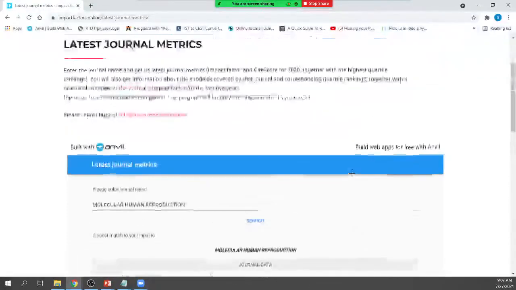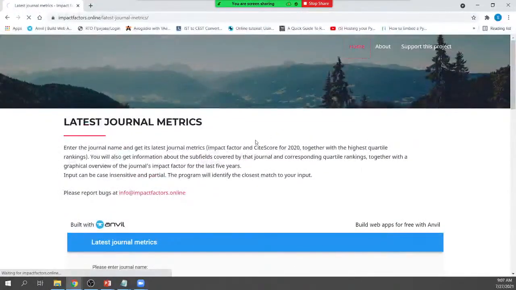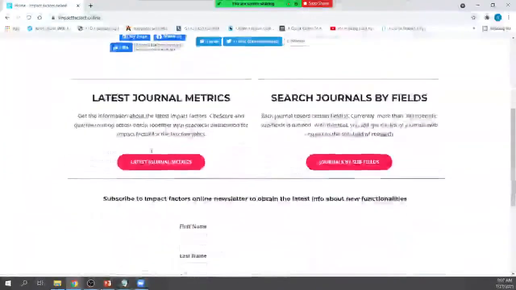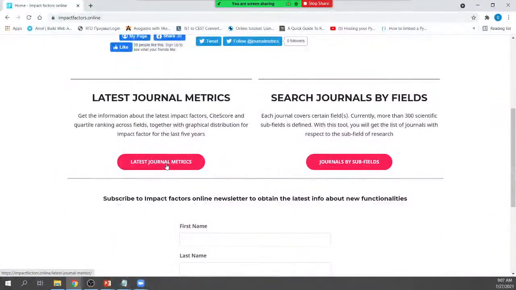So this is the tool which I made for academics or for the members of the industry, where you can find latest journal metrics, and you can browse the journals by subfields. As I said, the motivation was that these parameters, these values, this information should be free for all, and especially available to young researchers who are trying to find their own journal where to publish their results.